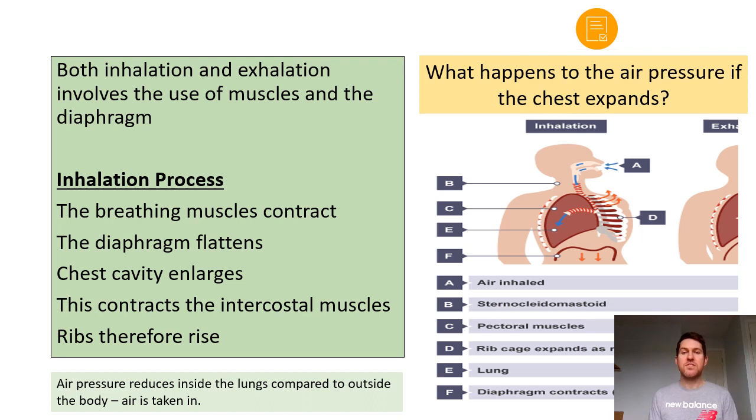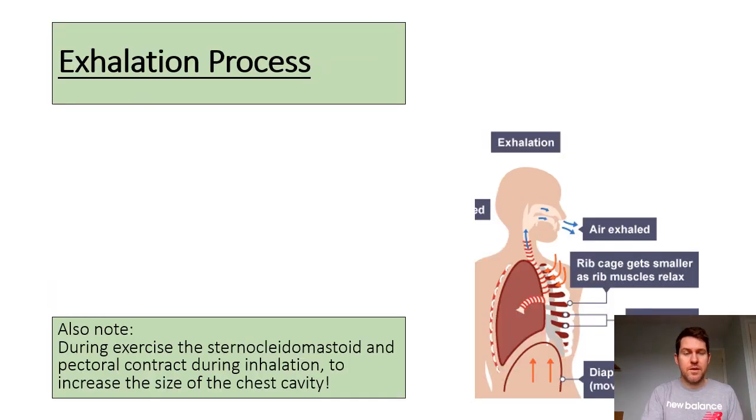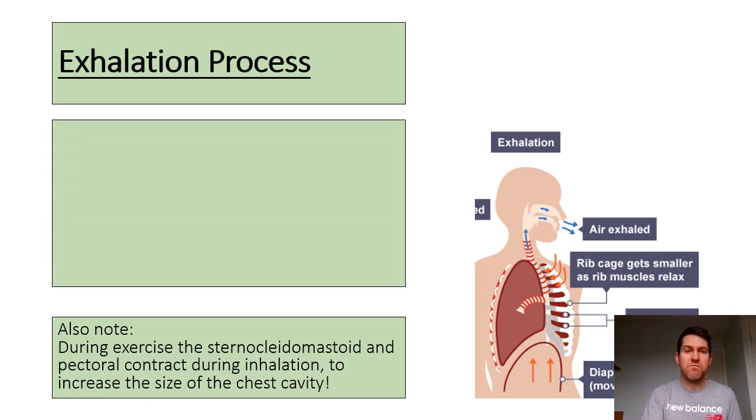And the same with the pectoral muscles that we can find here in our chest, the pecs. They contract as well to again help with that enlarging of the chest cavity. So I just wanted to put that on there for you, just so you know those two key muscles that help with this process. Okay, so let's now look at the exhalation process, when we remove and take that air out of our lungs. So when we breathe out.